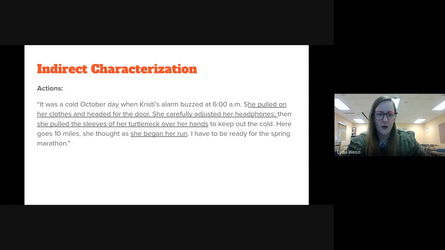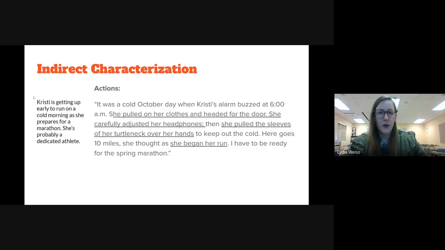So if we say, it was a cold October day when Christy's alarm went off. Heading for the door, she carefully adjusted her headphones. Then she pulled the sleeves of her turtleneck over her hands to keep out the cold. "Here goes 10 miles," she thought as she began her run. "I have to be ready for the spring marathon." So we see that literally Christy is getting up early to run on a cold morning as she prepares for a marathon. We can infer from that that she's probably some kind of athlete, right?